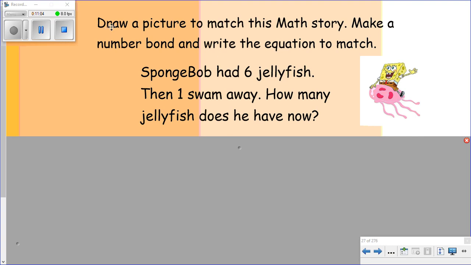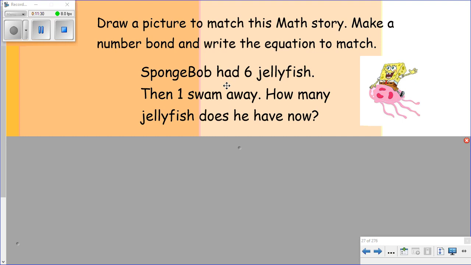So you're going to be working on 2 stories for yourself. Don't try to rush and do it now while I'm speaking and explaining. You can always pause the video, or a grown-up in your family could quickly jot down the information. You're going to draw a picture to match this math story, make a number bond, and write the equation to match.